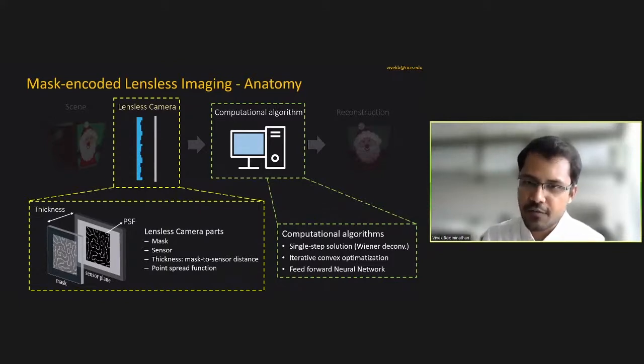There are different versions of algorithms that have been used. There can be a single step solution, usually very fast, but can have lesser quality. Then there is iterative convex optimization, which produces really good images, but takes a long time to run. And finally, there is, of course, the machine learning data-driven approach of a feed-forward neural network, which is both fast and is able to produce really high quality reconstruction. So over the next few minutes, I'm going to focus on the anatomy of the lensless camera, which is the mask and the sensor.